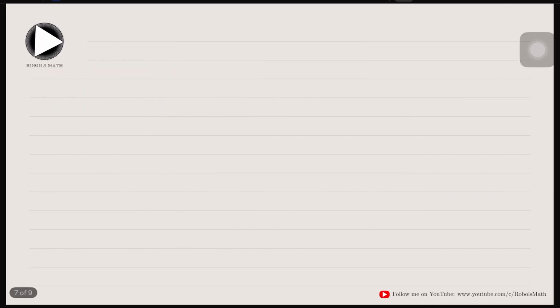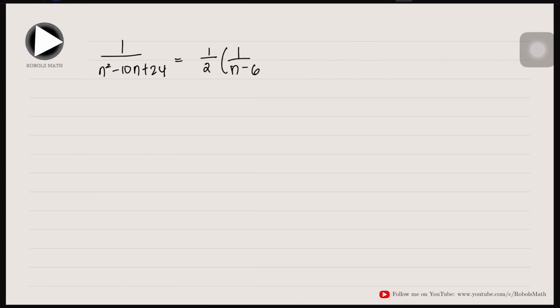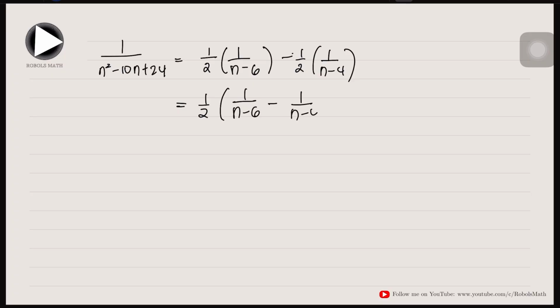Therefore, we have here 1 over n squared minus 10n plus 24 equals 1/2 times 1 over n minus 6, since the positive 1/2 is the b, then minus 1/2 times 1 over n minus 4. Of course, we can factor out the 1/2, so it becomes 1/2 times 1 over n minus 6 minus 1 over n minus 4. So this is the partial fraction decomposition of the given summand.